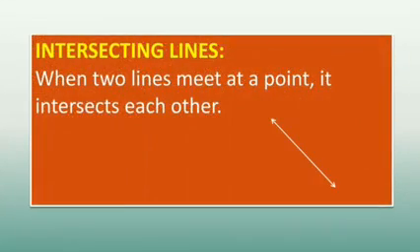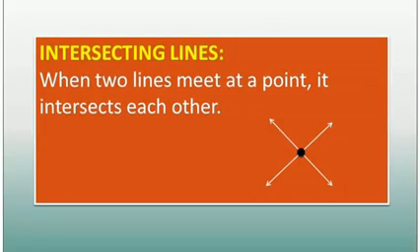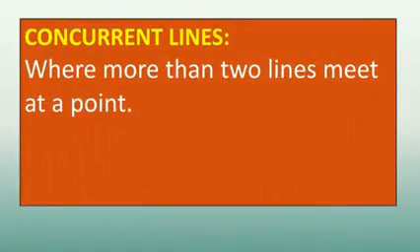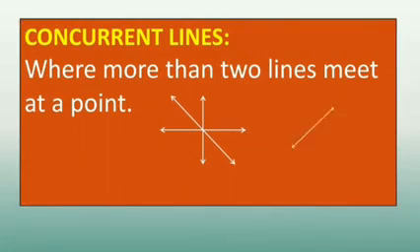Now comes the intersecting lines. When two lines meet at a point, they intersect each other. These two lines are called intersecting lines. Concurrent lines, where more than two lines meet at a point. That is, the lines are said to be concurrent if they intersect at a single point.